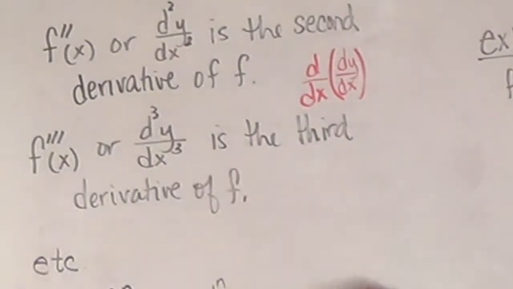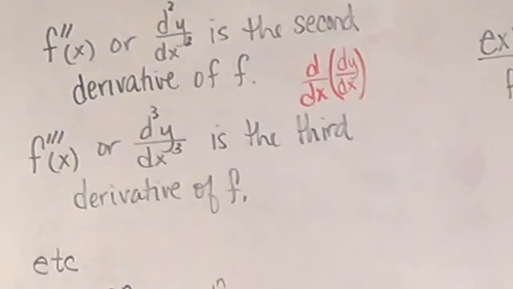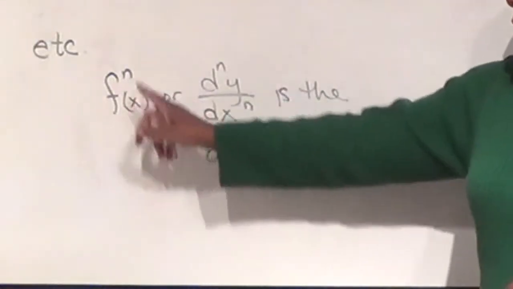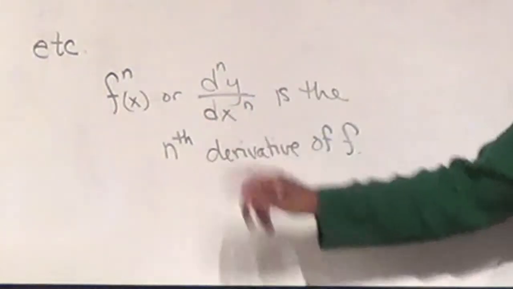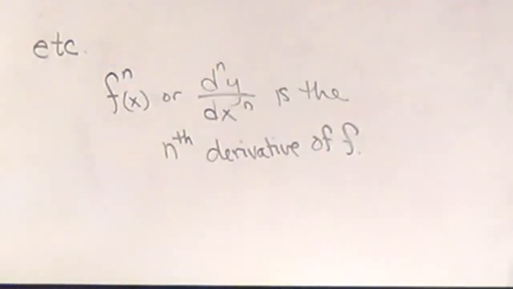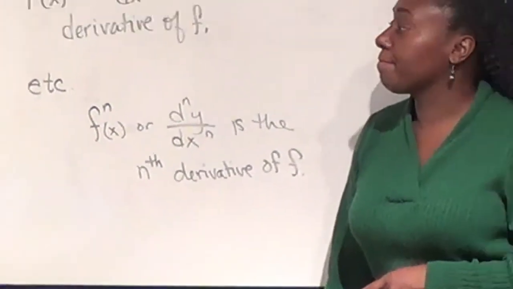Okay? Likewise, the third derivative of f is going to be f triple prime, or d cubed y dx cubed. Okay? We can follow this pattern on for as far as we want to go. And in general, we say f to the n, or d to the n y dx to the n, is the nth derivative of f for any particular function.